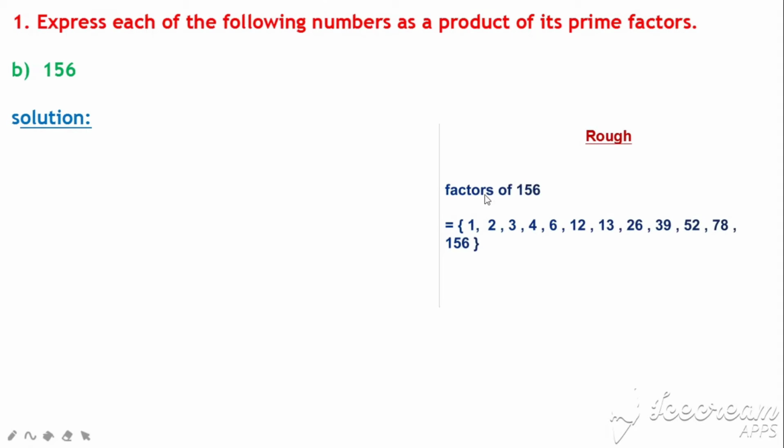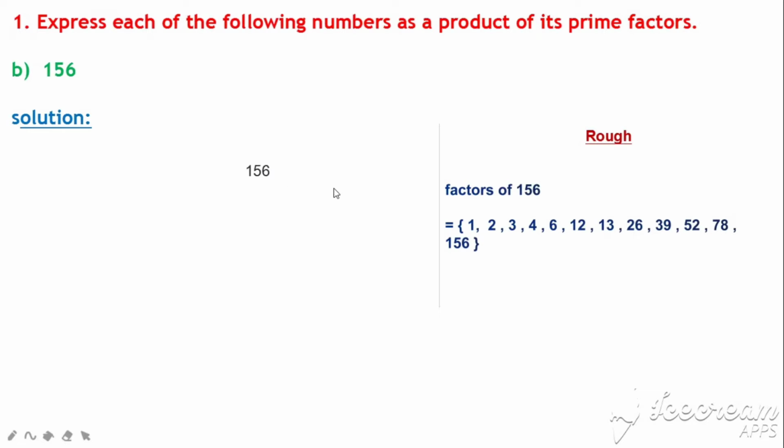Now what are the factors of 156? The factors of 156 are 1, 2, 3, 4, 6, 12, 13, 26, 39, 52, 78 and 156. Among all these factors, 2 is a prime factor, 3 is a prime factor and 13 is a prime factor. So the prime factors are 2, 3 and 13. Now express 156 as a product of these prime factors.